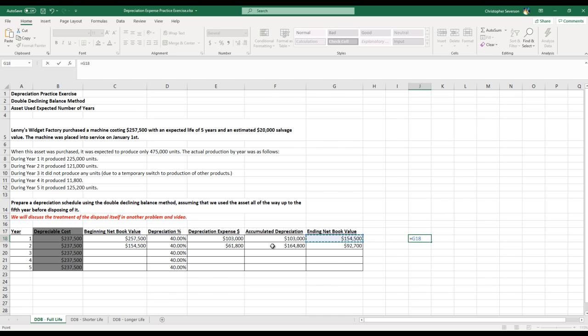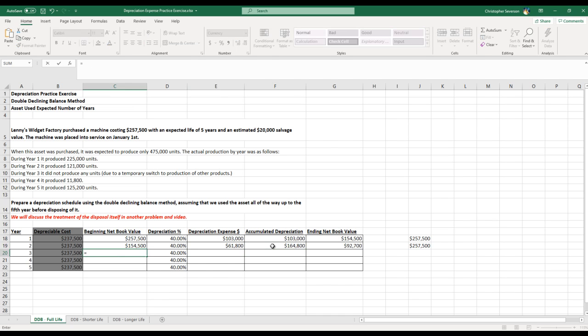And by the way, just as a quick check over to the right, if you add up any given year's ending net book value and its accumulated depreciation, you have to equal the cost. So if we add these two together, it's $257,500 each year. So it's the same amount. It's always going to be that way. It's just you're moving more and more cost out of net book value and into accumulated depreciation.